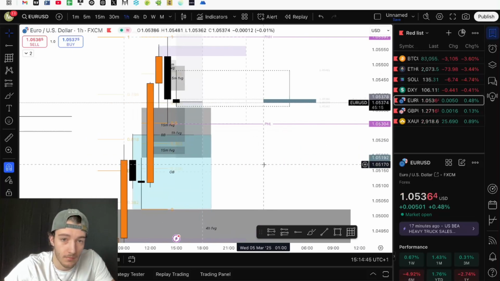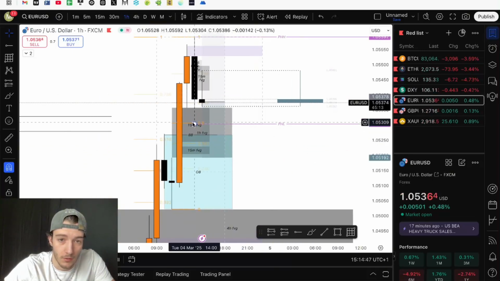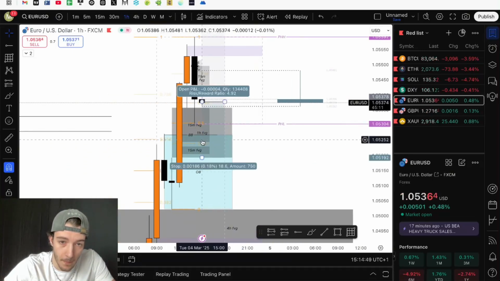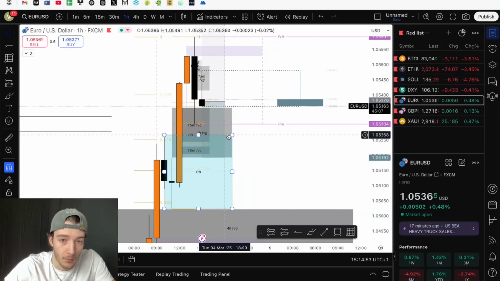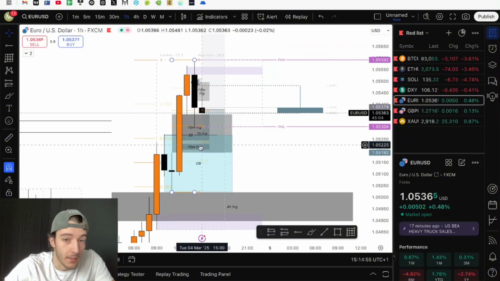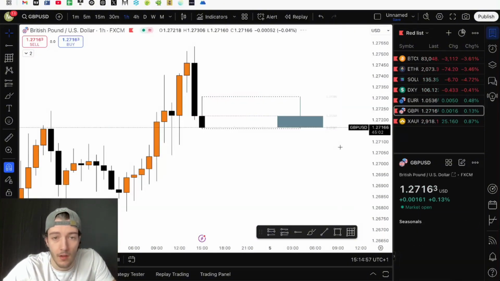It would be like a similar scenario on euro. Sweep this previous low here, tap into the breaker block, and move higher, maybe even the order block, maybe even the 50-minute fair value gap.